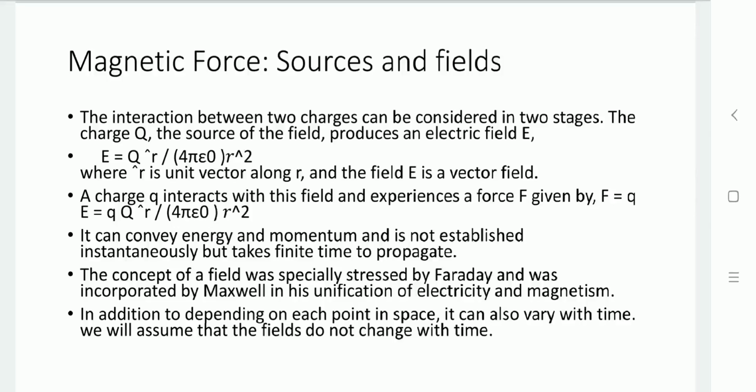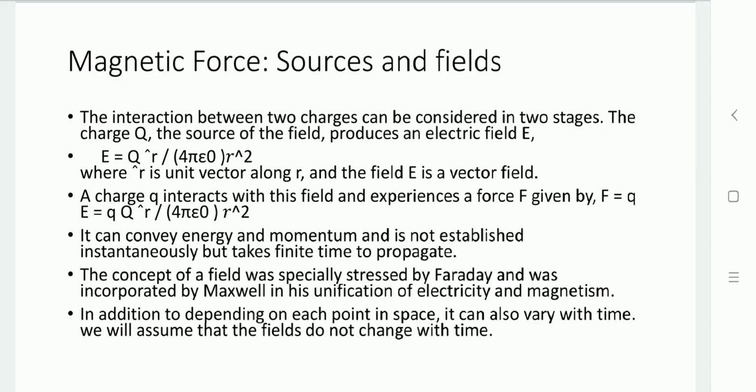First, we define that only a single charge Q is present, which is the source that produces an electric field. As we have already understood in the previous chapter, the electric field can be defined using Coulomb's law. For only a single charge, it is E = Q by 4 pi epsilon 0 r square, where r is the distance from the charge, r caret is the unit vector along r, and E is defined as a vector field.